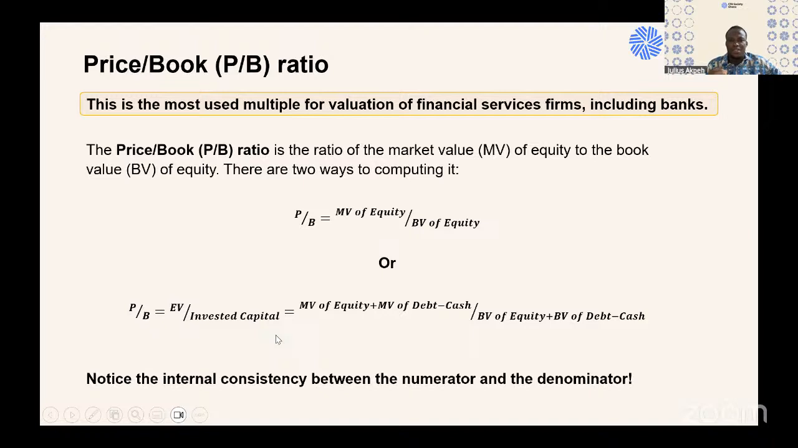So there is some internal consistency here. You have what you are paying at the numerator, and what you are receiving at the denominator. And you can see that what you are receiving is often from the balance sheet, so, sorry, from the financial statement. And what you are paying is from the market. So the multiple helps us to establish that relation between the market and the balance sheet, right?